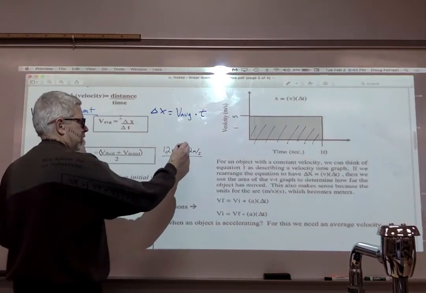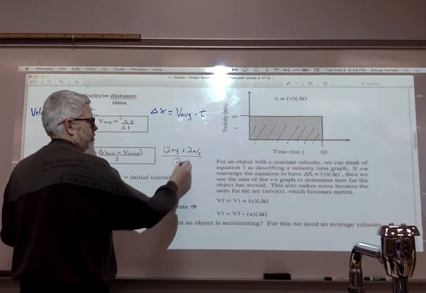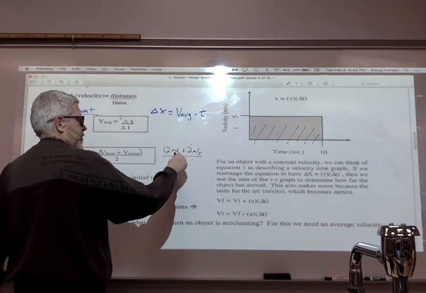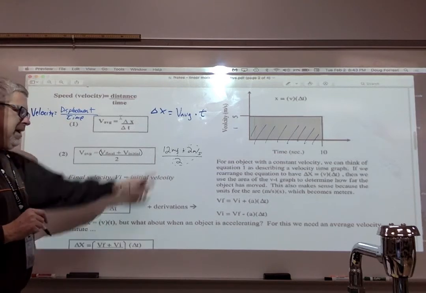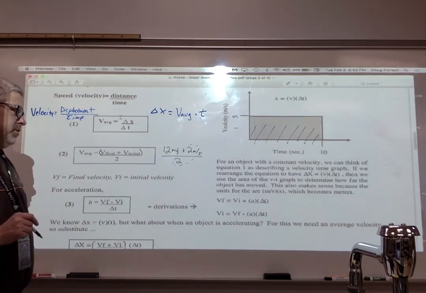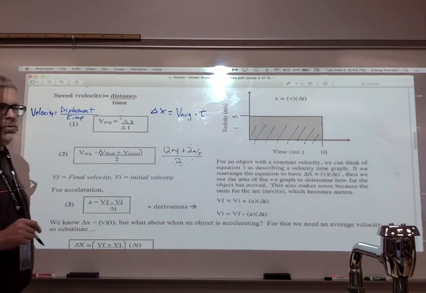Your calculator is going to do 12 plus 2 divided by 2. Well, 2 divided by 2 is 1. 12 plus 1 is 13. You can't have an average velocity of 13 meters per second when the fastest you ever move is 12.